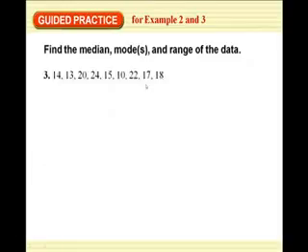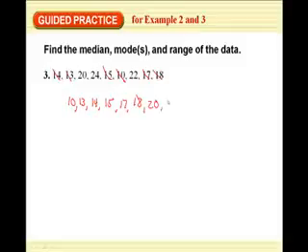All right, so we're going to find the median and the mode. So the median, these aren't in order. So the first thing we do is put them in order. There's 10. Then there is a 13. Then there's a 14. Then 15. Then 17. Then 18. 20. 22. 24. Okay, so now the median. 1, 2, 3, 4, 5, 6, 7, 8, 9 numbers. So it'll be the 5th number. The median is 17.